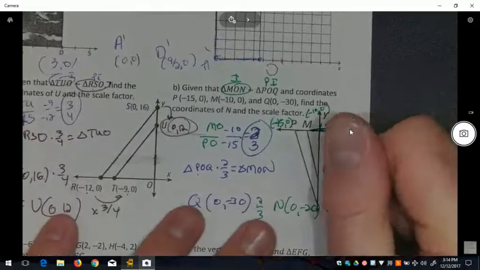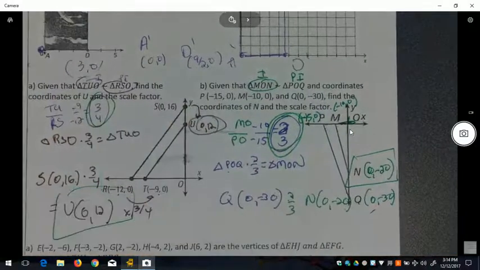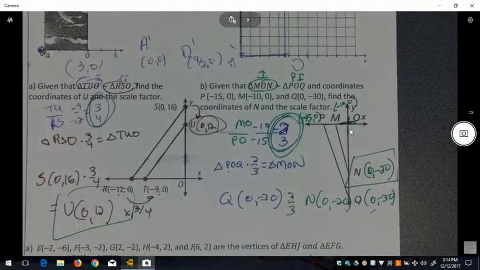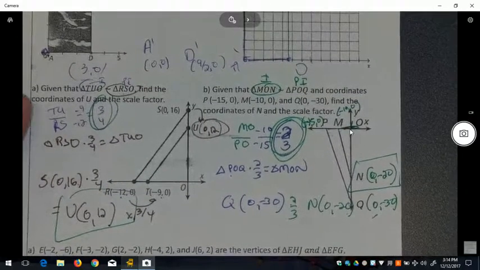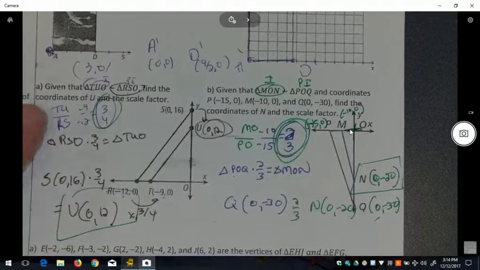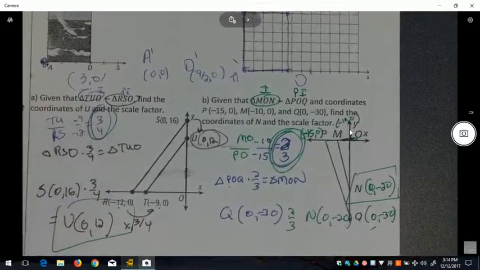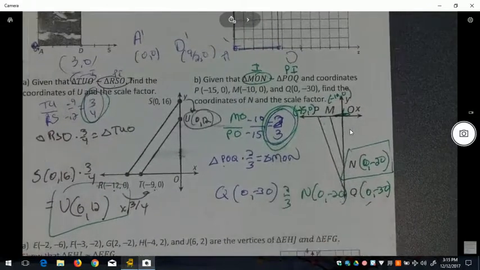So there's the coordinates of N and the scale factor. Scale factor, coordinates. Those are the two things they were asking for. So that's how to apply the similarity ratio, the scale factor given the similarity statement, to find the points and to find the scale factor.